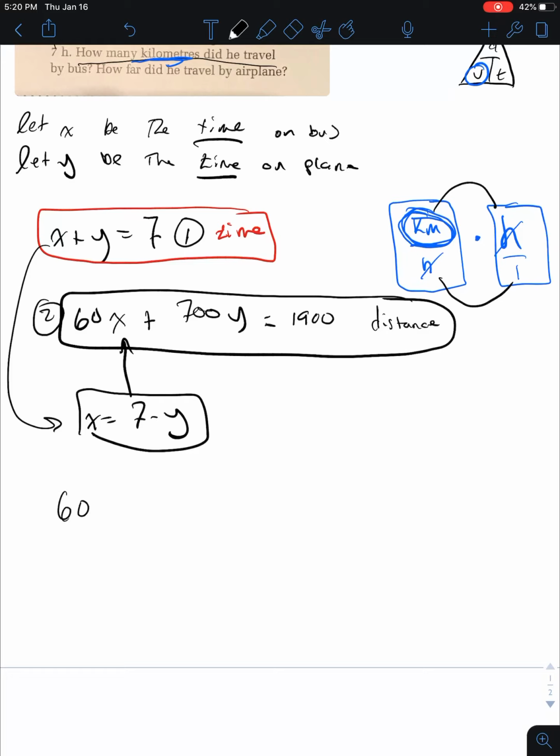So I'm actually going to get 60 times (7 minus y) plus 700y is equal to 1900. We might have to do a bit of math on that one. Well, maybe not. Hold on just a second. Don't forget the plus sign.